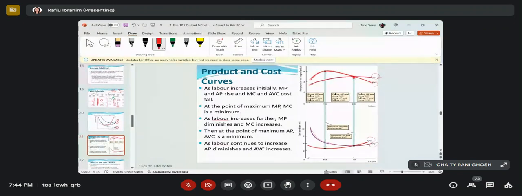Likewise, as long as the marginal cost is lower than the average cost, both of them fall. After a while, when the marginal cost is greater than the average variable cost, both of them start increasing.